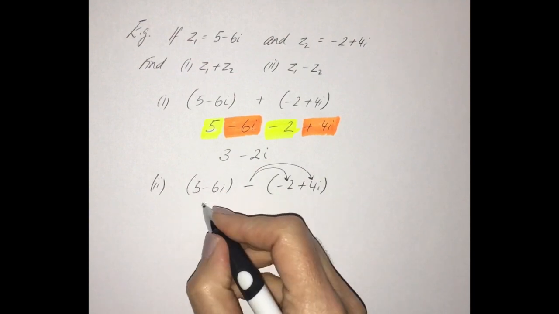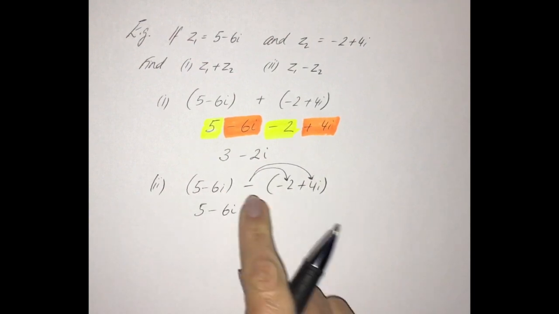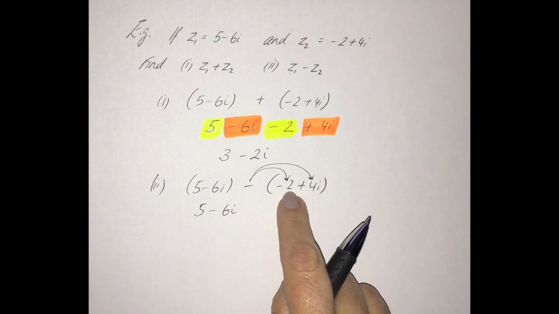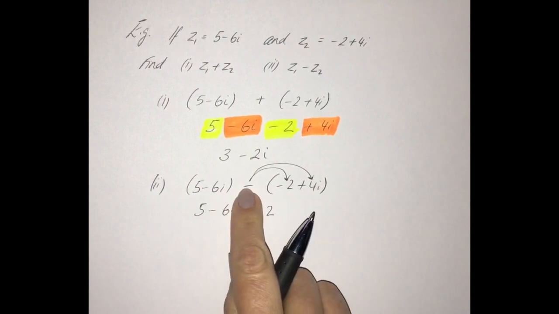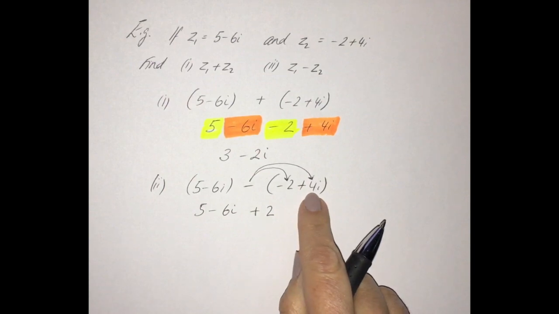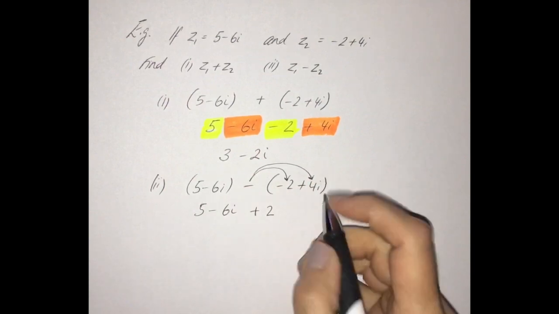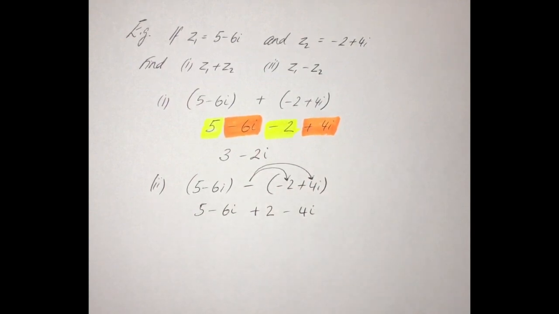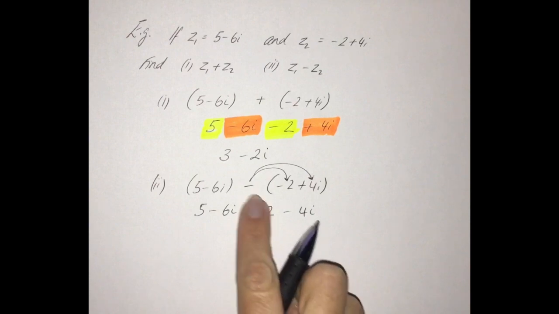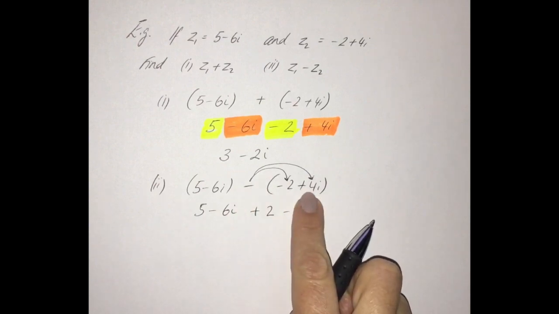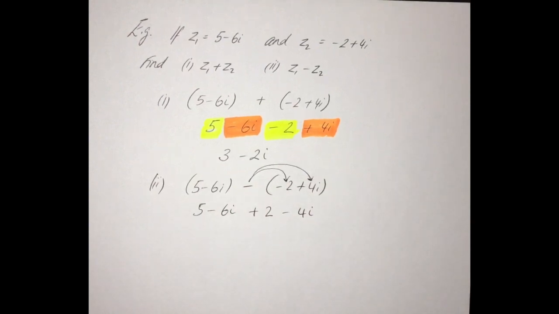So we have 5, obviously, minus 6i, minus 2, which is the same as adding 2, and a minus a positive 4i is just like taking away the 4i, okay? So just watch out for that. Minus 2 becomes plus 2, and taking away a positive 4i is just taking away 4i. So now we have different signs here, so be careful.